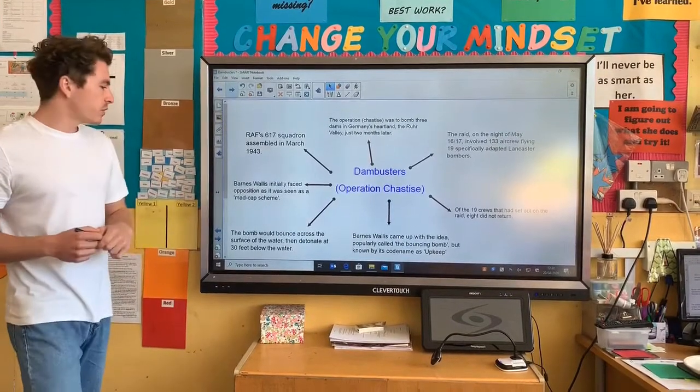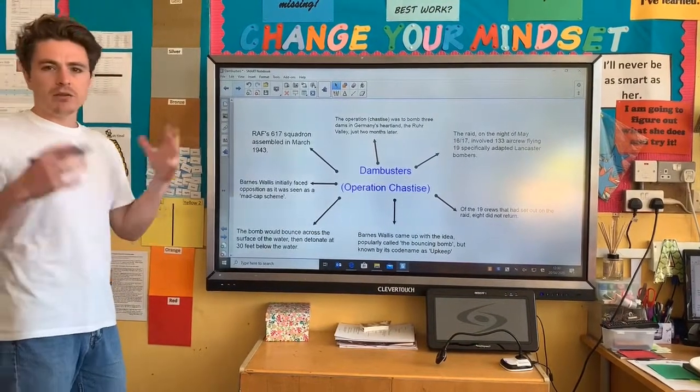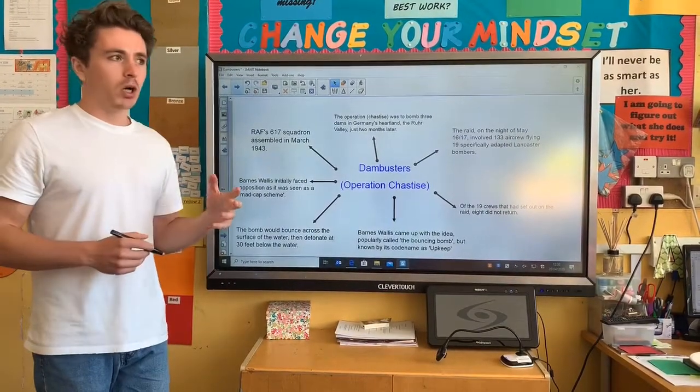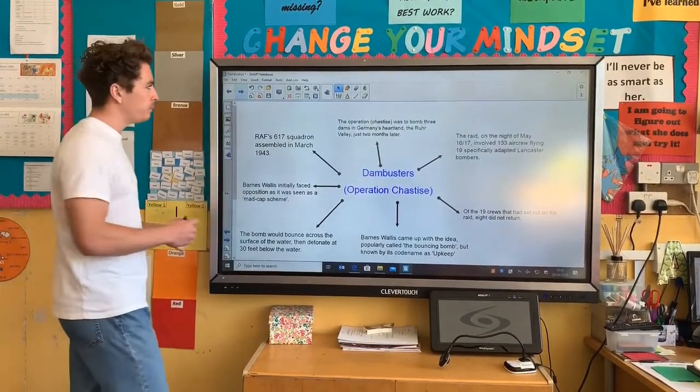Initially, Barnes Wallace was faced with opposition, and it was seen as a bit of a crazy idea, so he had to convince the people in the military that this was going to work and this was going to change the tide of the war.